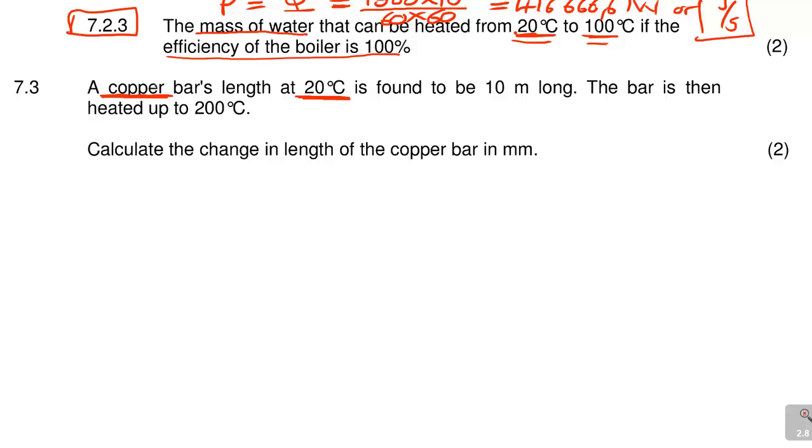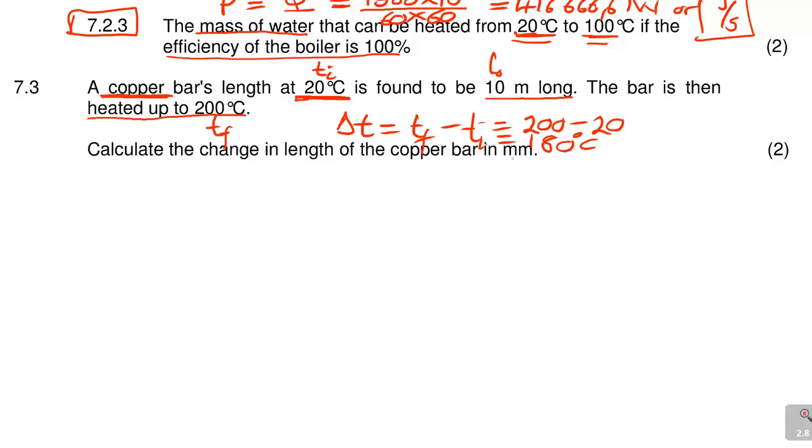So we've got copper here, and then the bar's length at, so the first temperature they give you becomes your T initial, that is the starting temperature. It says a copper bar's length at 20 degrees is found to be 10 meters long. So this is also our initial length. When it is initial temperature, it is the initial length. The bar is then heated up to 200 degrees. So if this was T initial, this becomes our T final. Automatically, we can find our change in T, which is T final minus T initial, which is equal to 200 minus 20. And what is 200 minus 20? You'll find that you already know just simple information from what they've given.